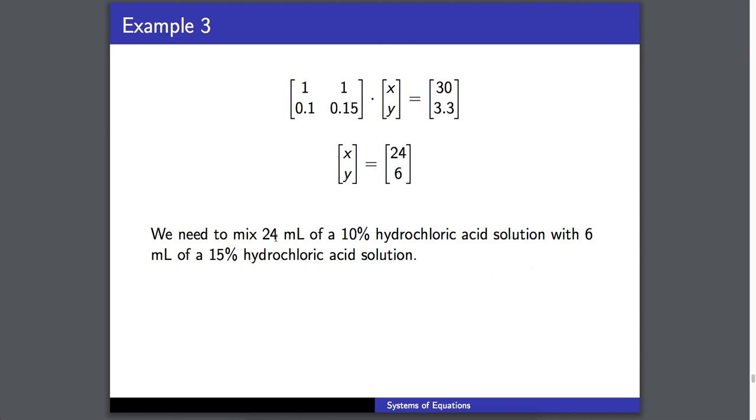So mixing 24 milliliters of the 10% solution with 6 milliliters of the 15% acid solution will give us our required mixture. So we'll have a total of 30 milliliters here, and then if we took 10% of 24 and 15% of 6 and added them together, we'd get 3.3, which is 11% of 30.